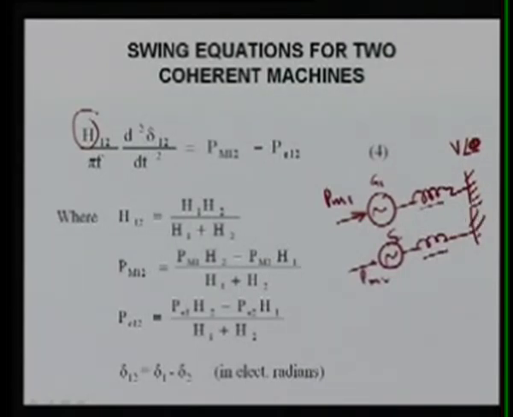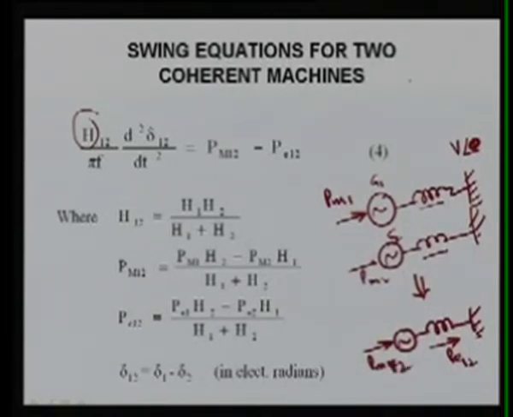So these two machines can be combined together, and then we can write a single equivalent machine like this. Here this is now your Pm equivalent, and the electrical power going out, the P equivalent, so I can write Pm12. We can represent these two machines like this one if both are coherent, meaning they are oscillating and rotating at the same speed.